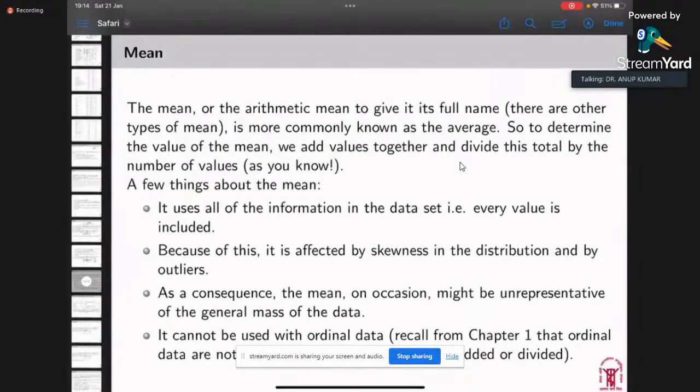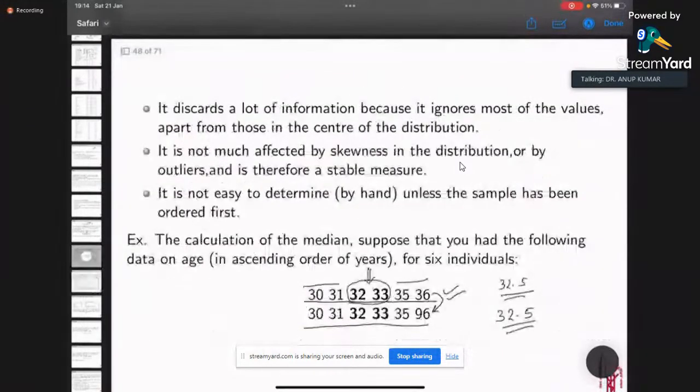When your data is normally distributed, or close to normal distribution, then you should represent the summary of the data with the help of the mean. But if your data is skewed, because of some outliers, the mean is going to get affected by it. In the just previous example, if you calculate the mean of these two data sets, because of this 96, the mean is going to get escalated.